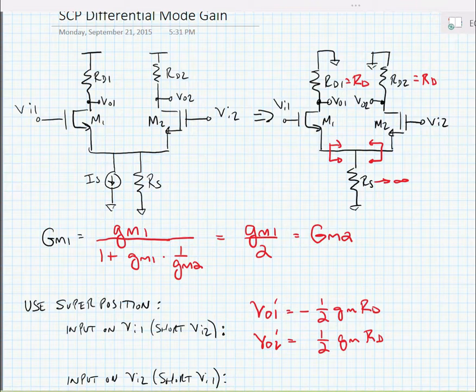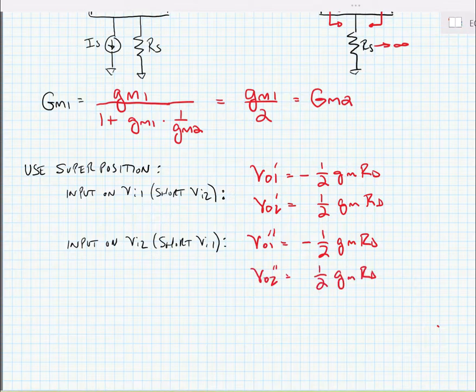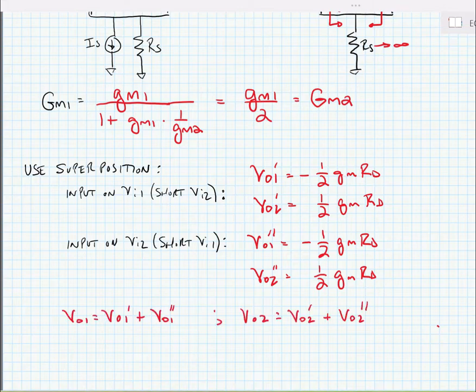Next, we would short VI1 and put an input on VI2. Now, the input voltage we put on VI2 is going to be the inverse of the input voltage we put on VI1 because this is a differential mode operation. So VI2 is the inverse of VI1. This means that VO1 double prime is equal to minus 1/2 GMRD. Okay, now by superposition, we're going to sum these voltages. So here we have VO1 is equal to VO1 prime plus VO1 double prime, and VO2 is equal to VO2 prime plus VO2 double prime.